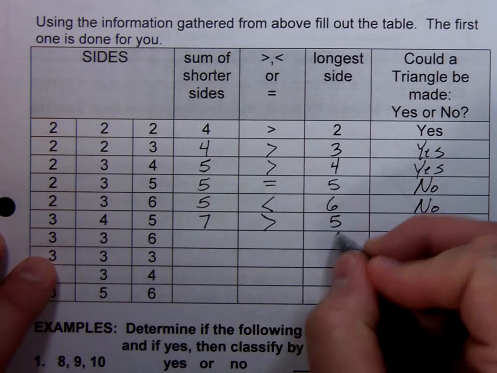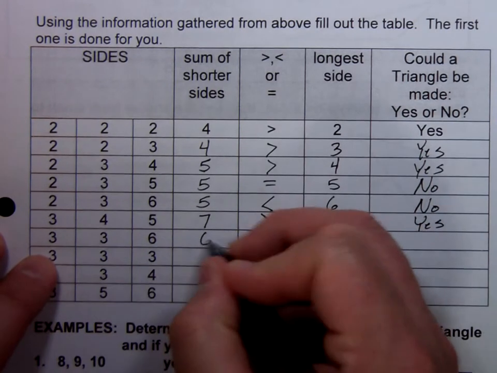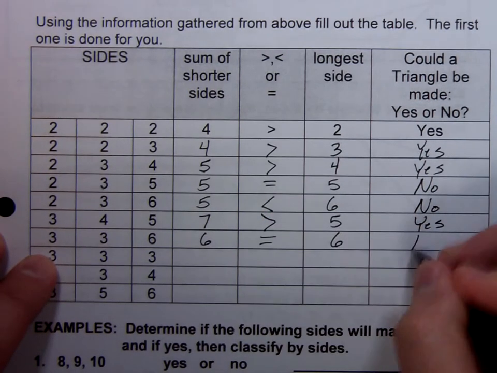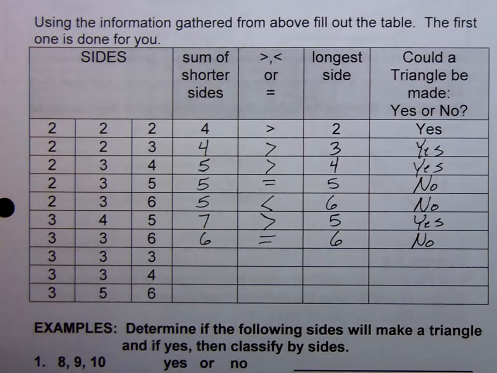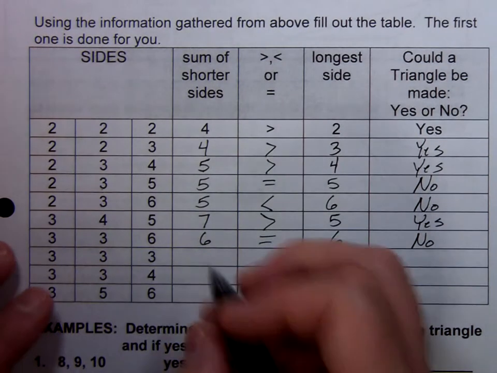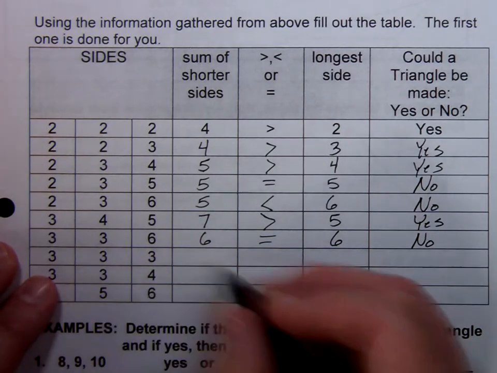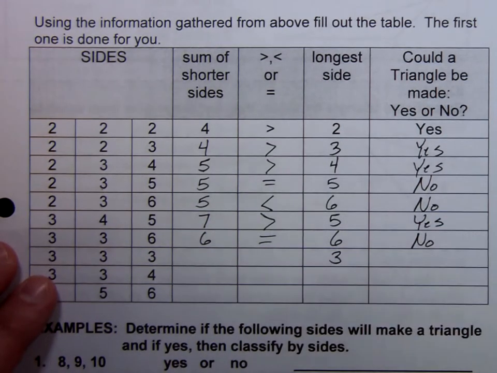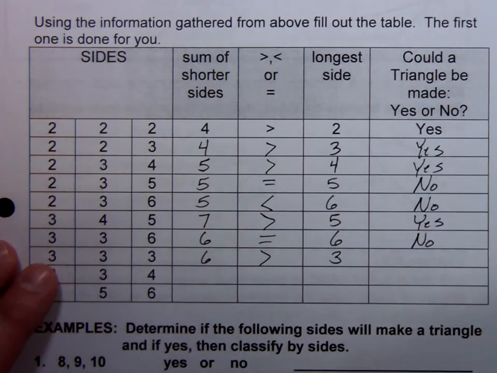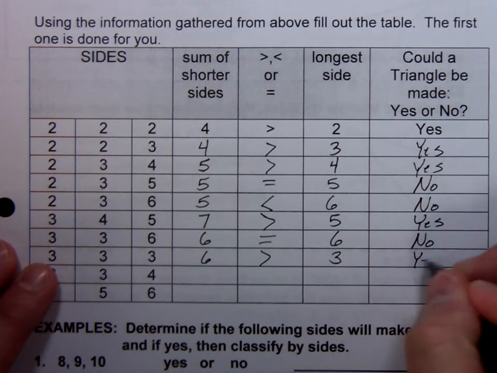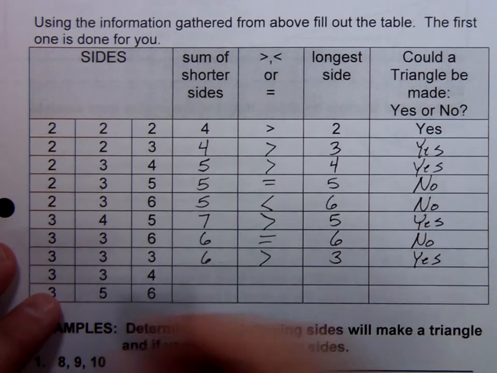And you should be able to kind of pick up the pace here a little bit. 3 and 3 is 6. 6 is equal to 6, so no. If the sum of those two shorter is not greater than the longest side, then no, it's not a triangle. Now here, there is not one side that's the longest, so it really doesn't matter which one you place in that spot. The sum of the other two is 6. That's definitely going to be greater than the longest side. Yes, you can make a triangle out of that.